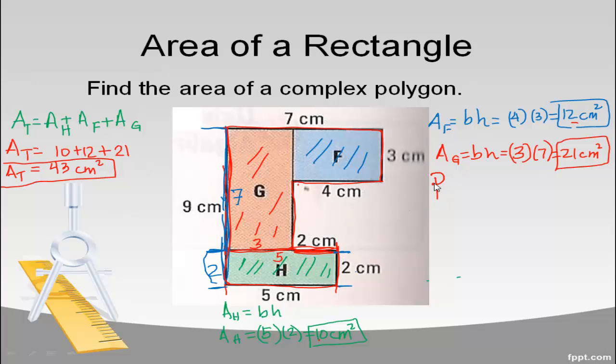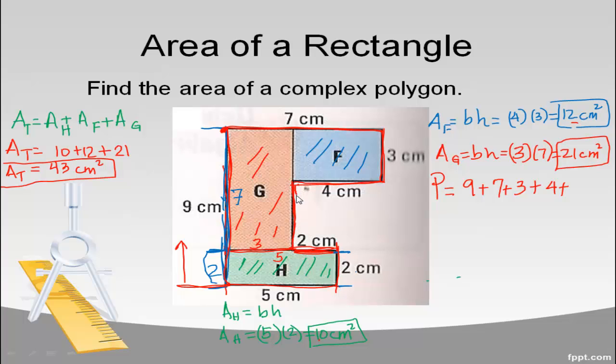Let's do perimeter. Now remember, perimeter is the addition of all sides. So I'm going to start here, and I'm going to go up. And I'm going to walk up all the way to the top here, and I've walked 9 centimeters. So that's 9 plus. Now I'm going to walk this way all across, and I have walked 7. And then I'm going to come and walk this way downwards, and I have walked 3. Now I'm going to walk around this corner, and I have walked 4.